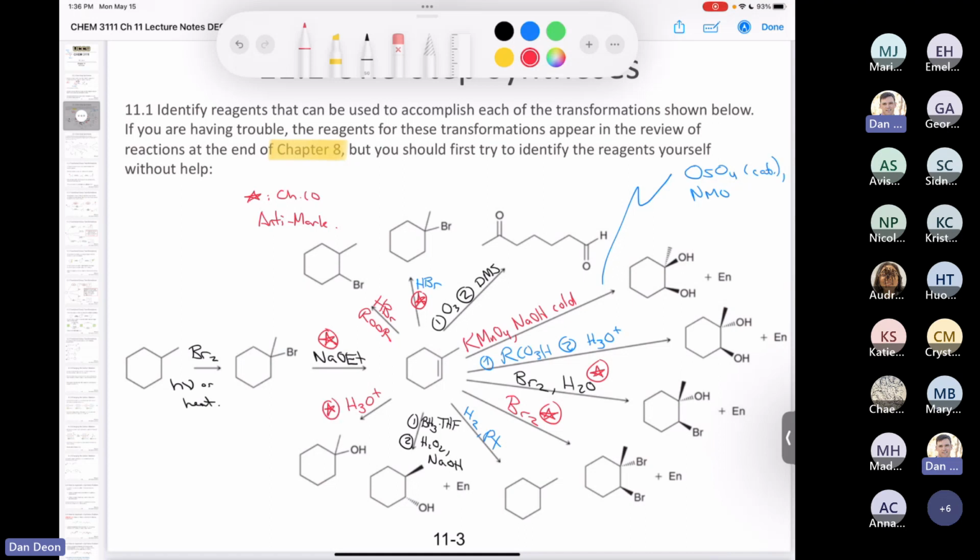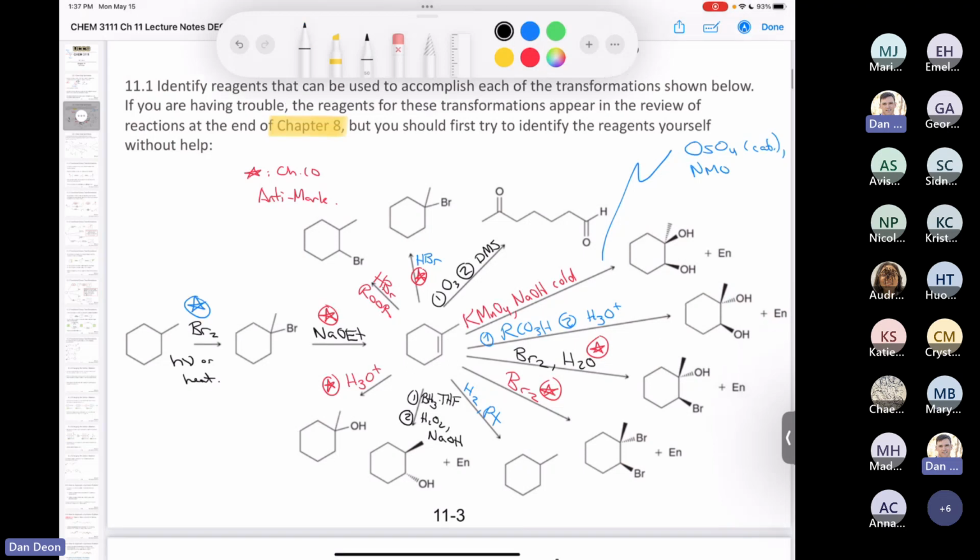You should know that. The bromination, I probably won't ask you this one, but it is one that we did go over in detail. So I'll put a blue star by that. And there's one reaction that we learned in chapter 8 that I can think of off the top of my head that's not shown on here.